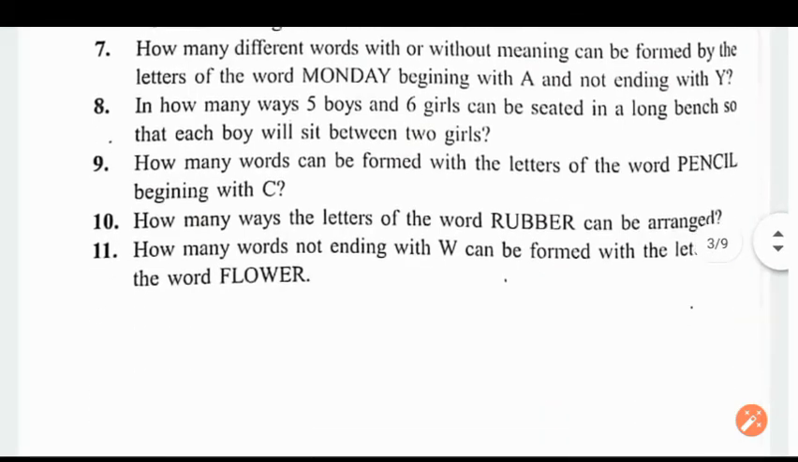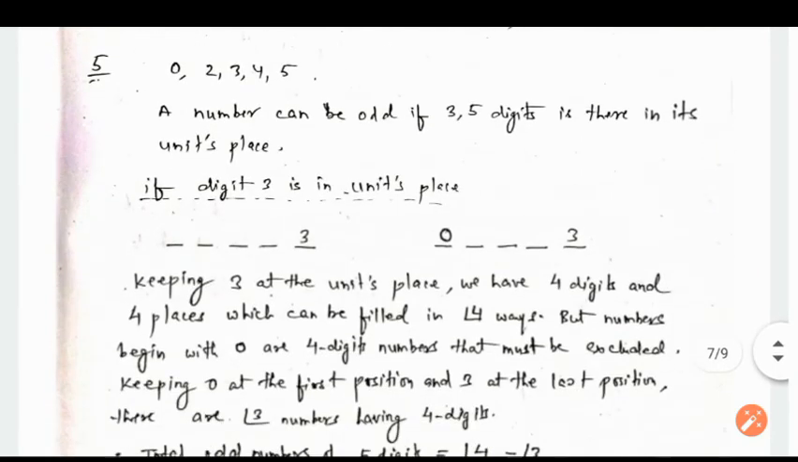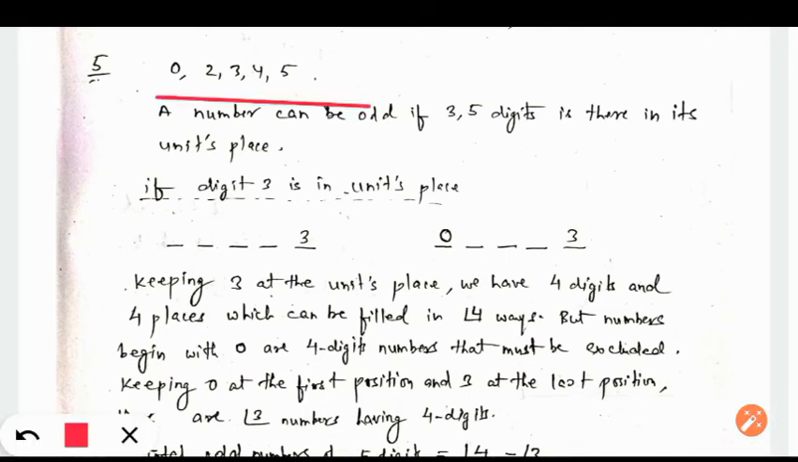Okay. Now let's solve this question. Here 5 digits are given: 2, 0, 3, 4, 5. The first thing, we are required to form 5 digit numbers which are odd also. Now tell me, when can we say a number will be odd? When there is an odd digit in the unit place, right? Then we can say the number is odd.